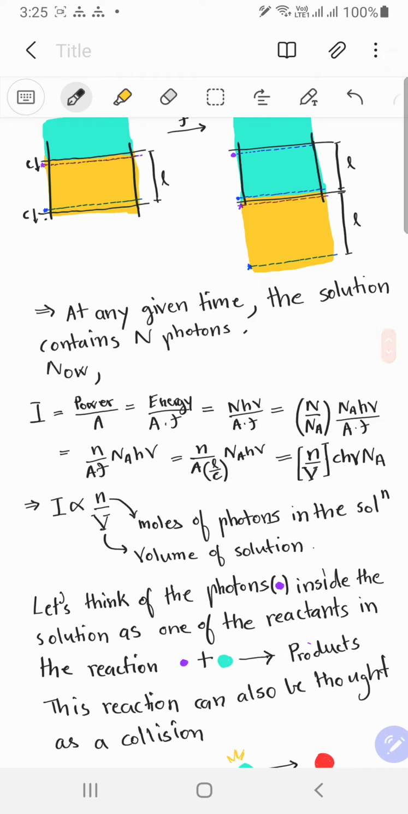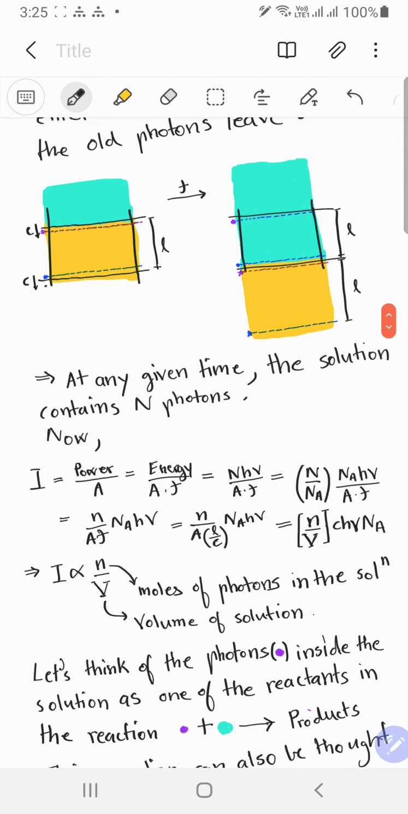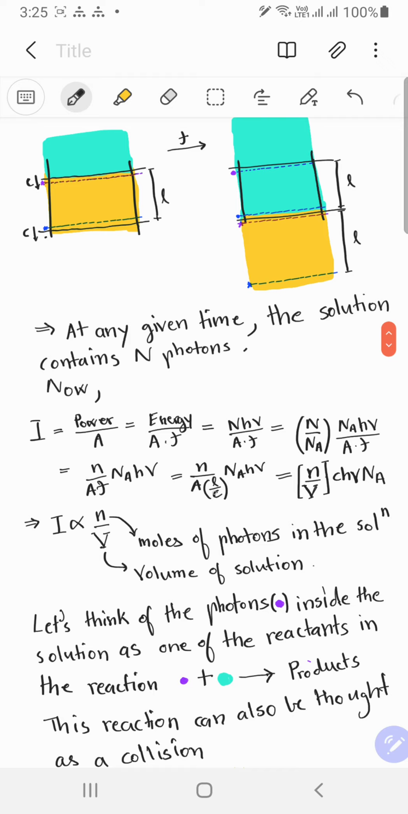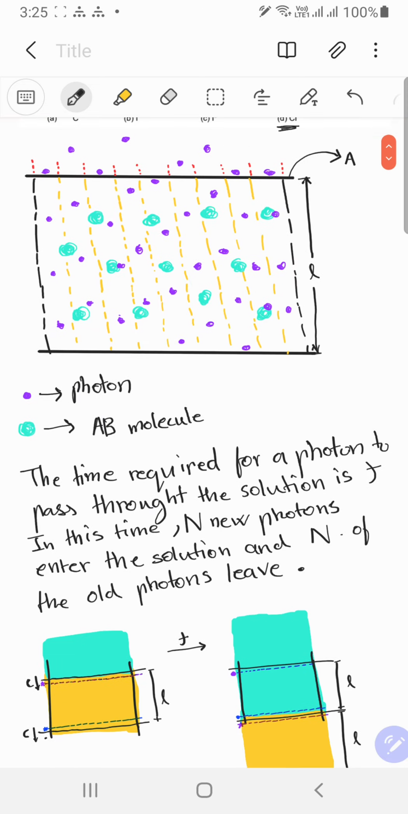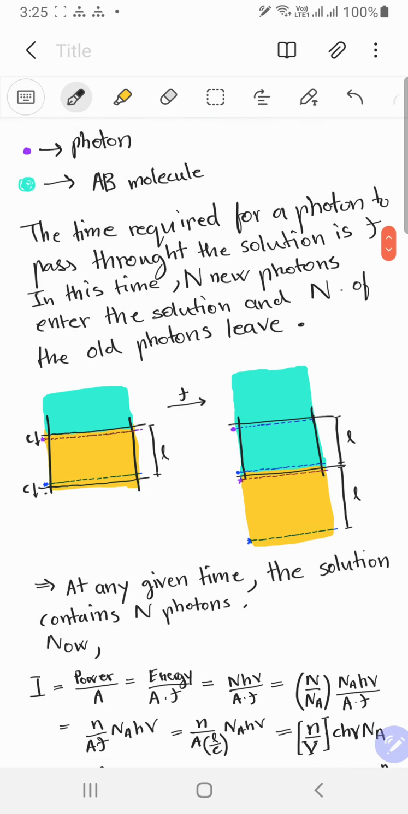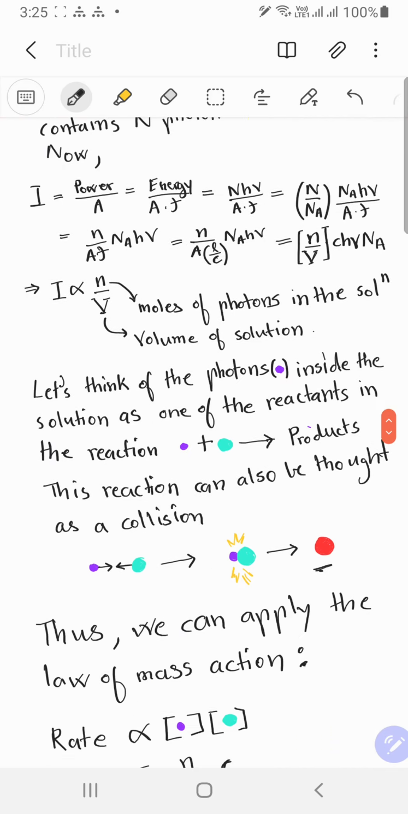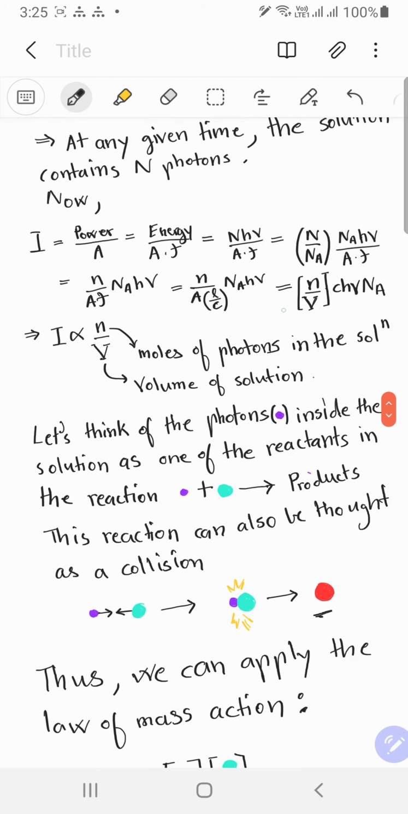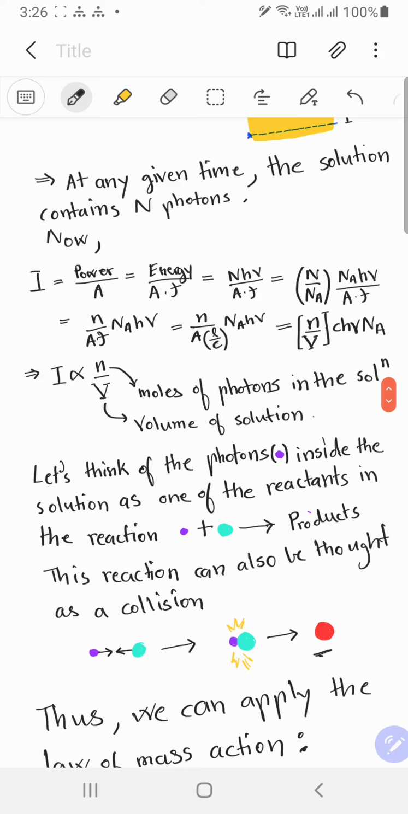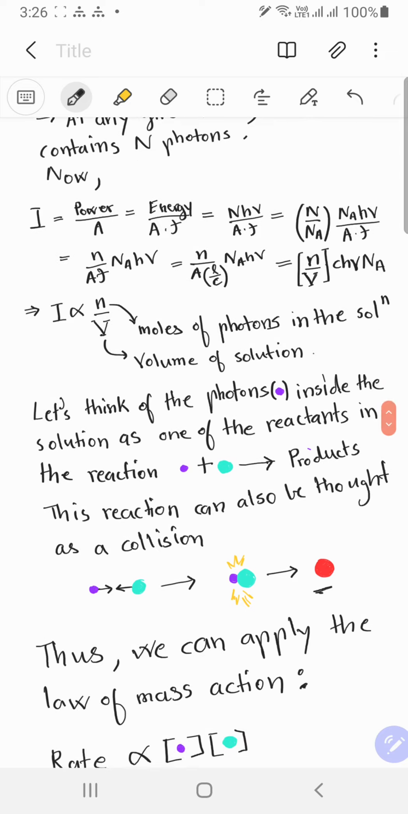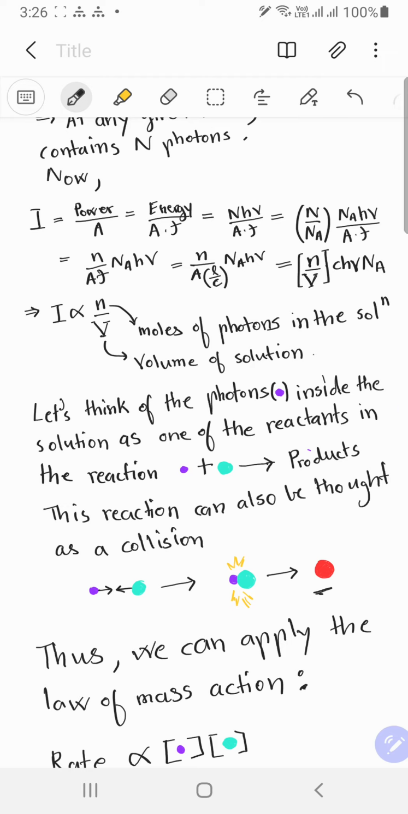So small n upon At into all this stuff, and since t is just L by c, where c is the speed of light, it's going to be L by c. So we can write this equation like this, and basically V is A into L, right? A is the area on which the photons are striking. So n by V is almost like the concentration of photons, if that makes sense. First of all, the intensity is proportional to whatever this n by V is. Here n is the moles of photons in the solution and V is the volume of the solution.